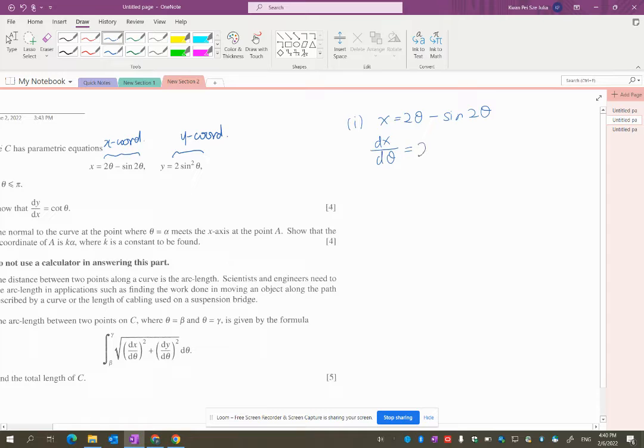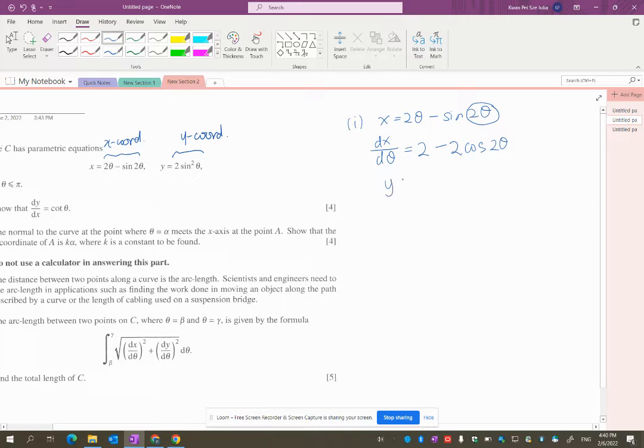So this will be a 2. So this is sine 2 theta. You can see this as f theta. So differentiating sine f theta would be cosine f theta. So we copy the f theta, which is 2 theta. Then we need to use chain rule. So differentiate f theta, in this case 2 theta, will be 2.